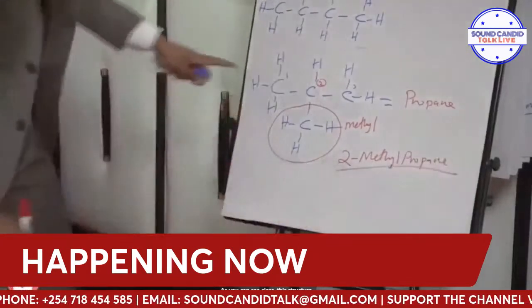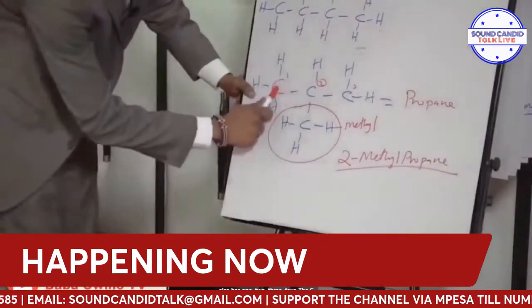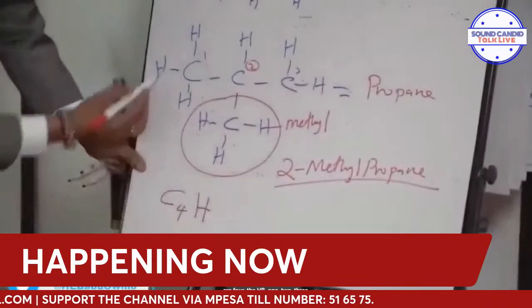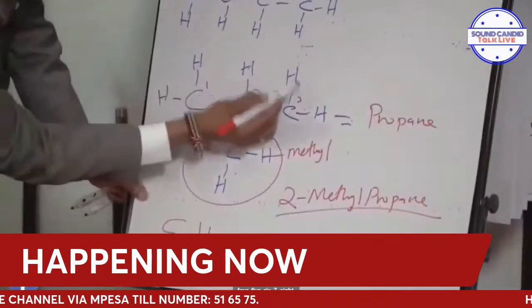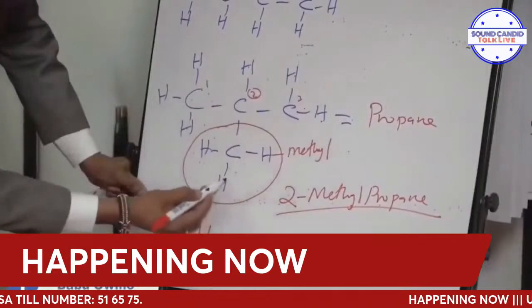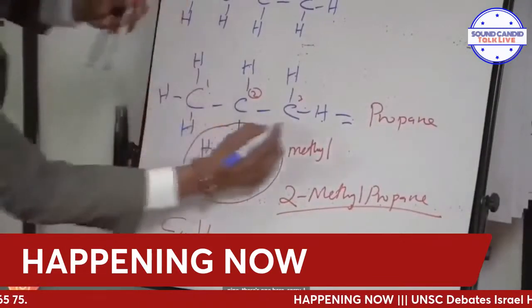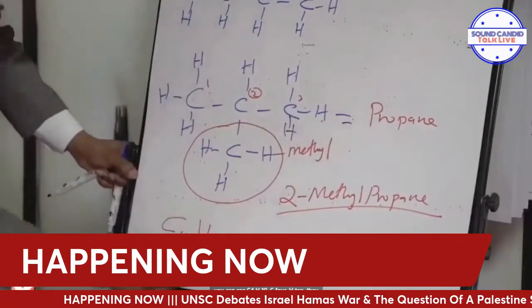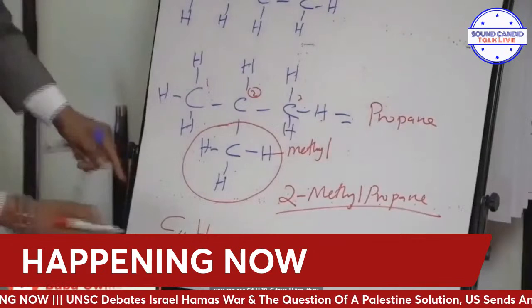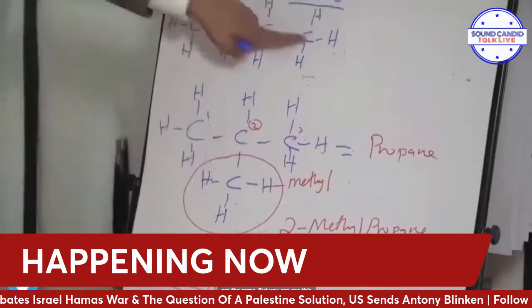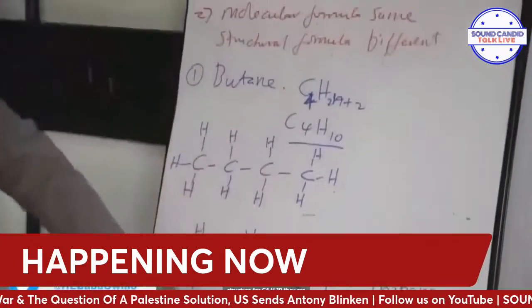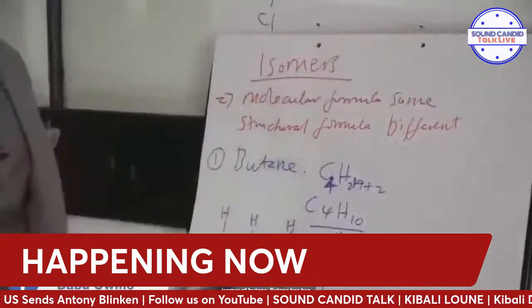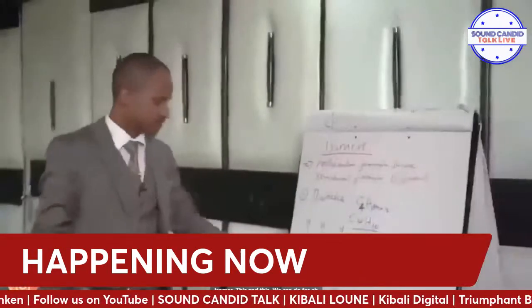As you can see, class, this structure also has 1, 2, 3, 4. The C are 4. The H are 1, 2, 3, 4, 5, 6, 7, 8, 9, and there's 1 here, sorry, I didn't close it well, 10. So you can see C4H10, C4H10, they are the same. But you can see this structure for C4H10 and this structure for C4H10, they are different. So that's called an isomer of butane. Butane has 2 isomers, this and this.